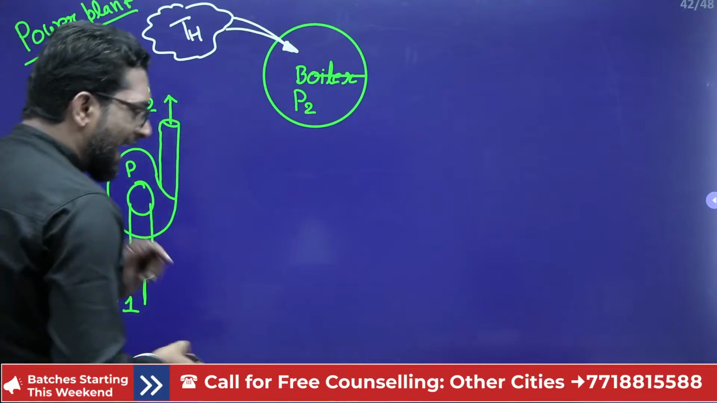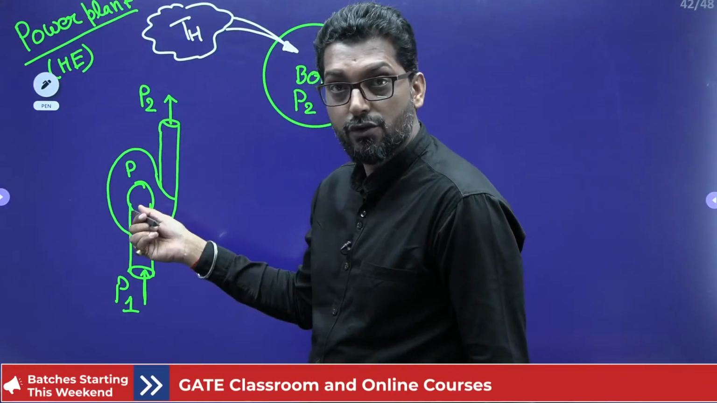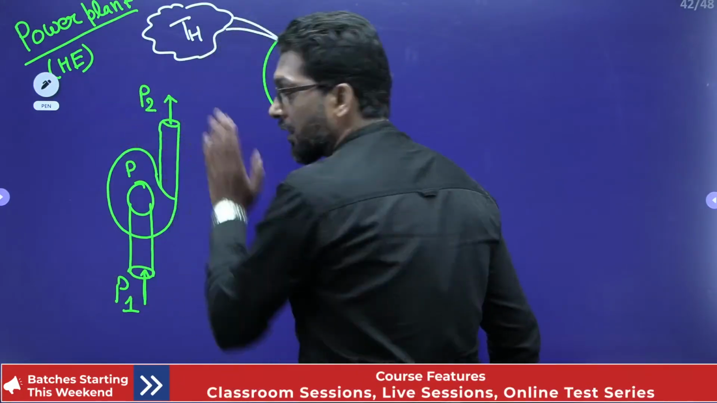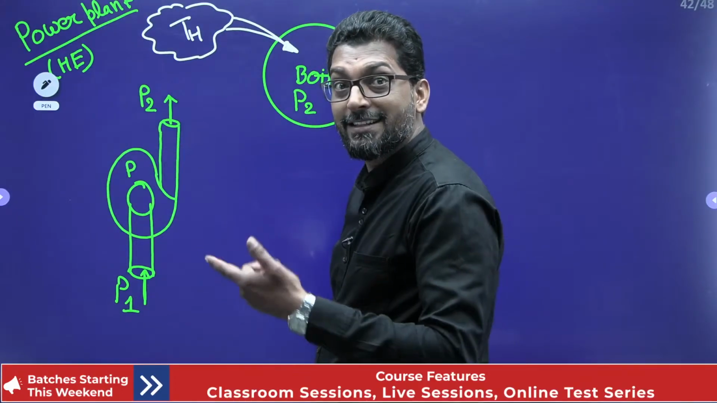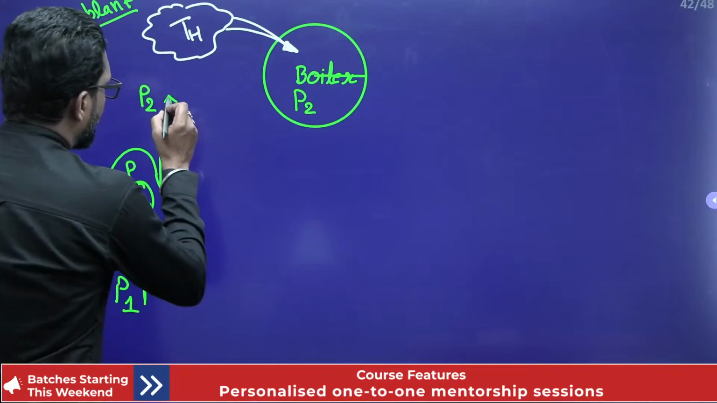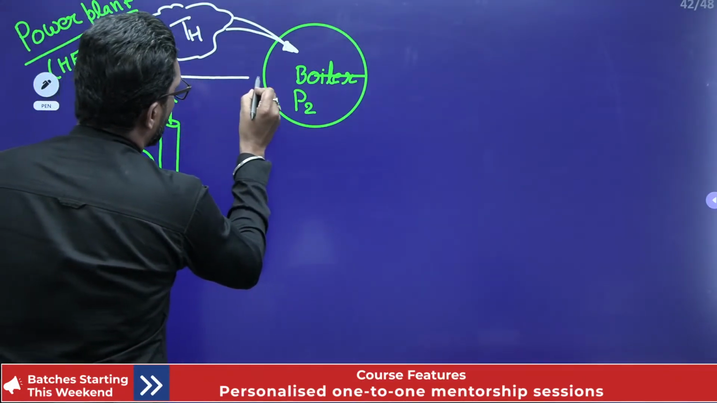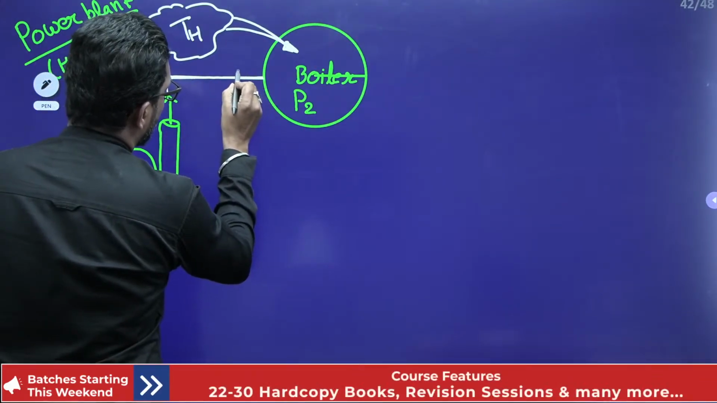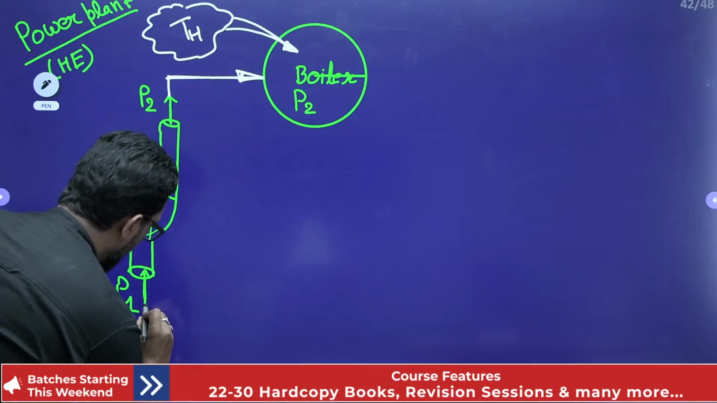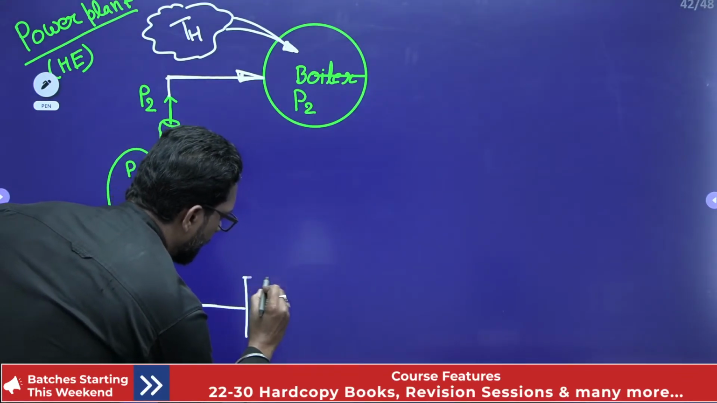During that, there is no phase change. Approximately no phase change takes place. This is throughout liquid, and that is a compressed liquid. Now it will go to the boiler at the same pressure, P2. Now the entry is to the condenser.